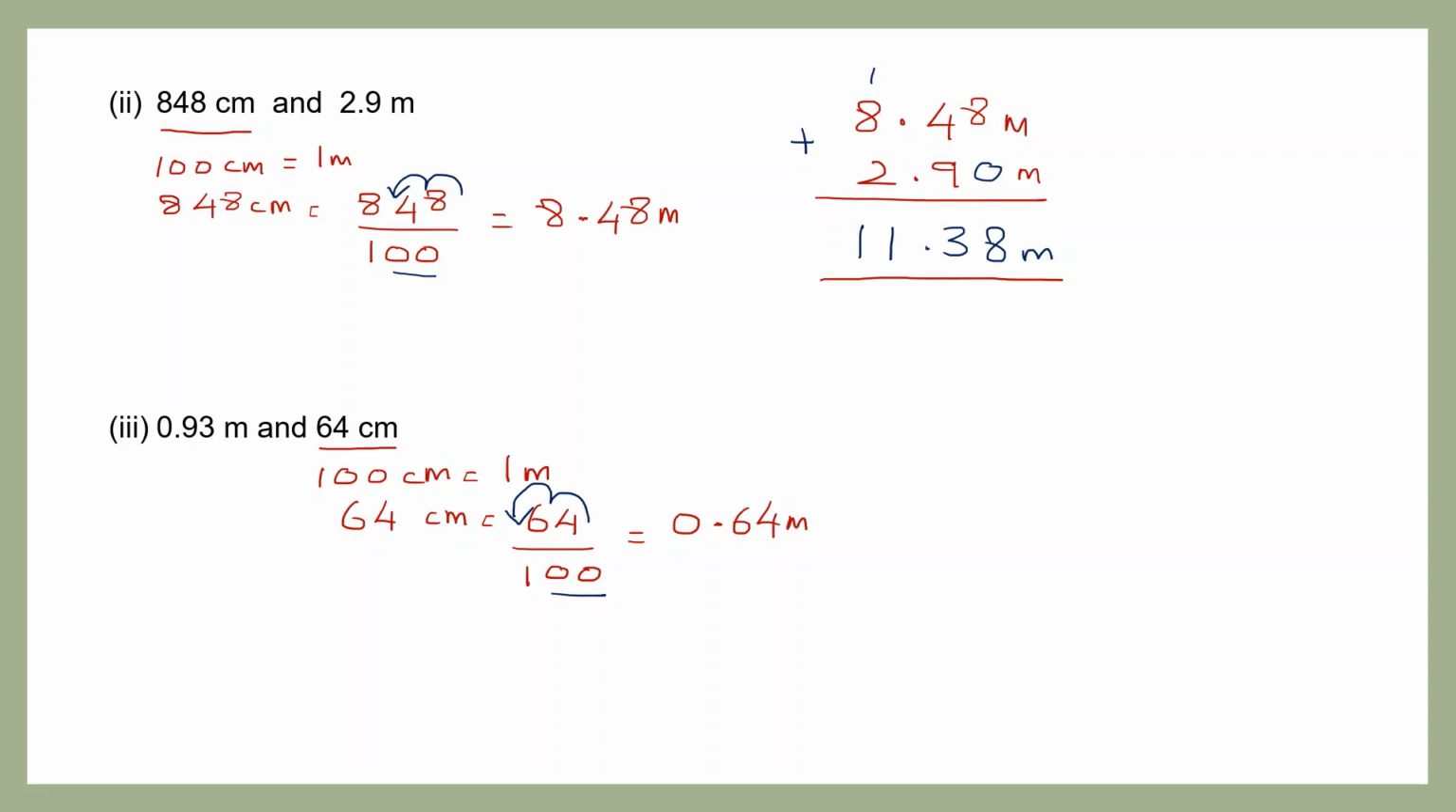So now let's add up the two numbers. The first number is 0.93 meters and the second number now is 0.64 meters. Now let's add them up. I write meters as it is. 3 plus 4 is 7. 9 plus 6 is 15. I carry 1 and I get 1. So my answer is 1.57 meters.